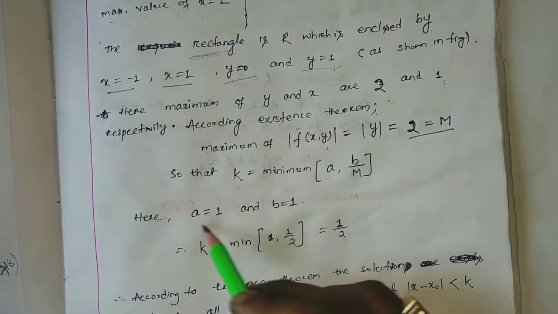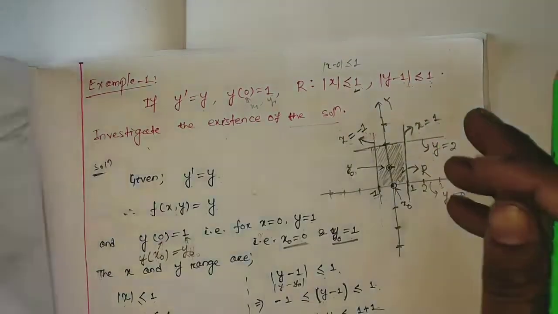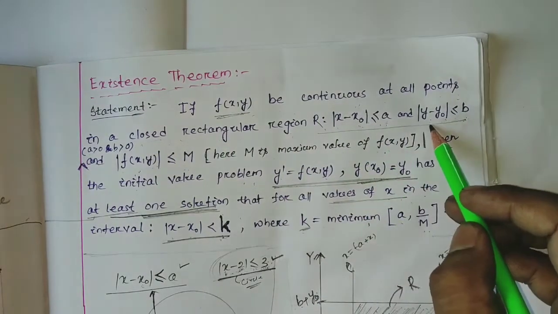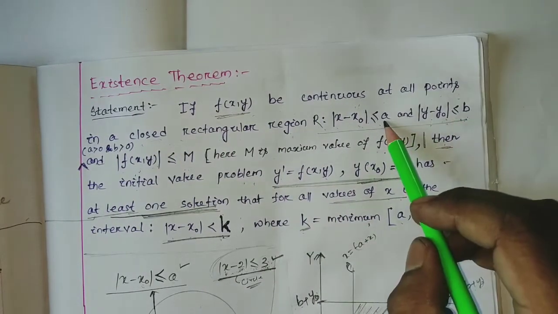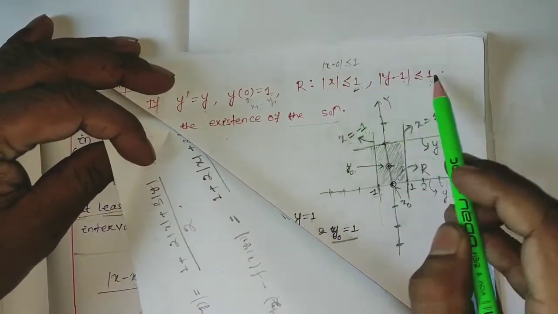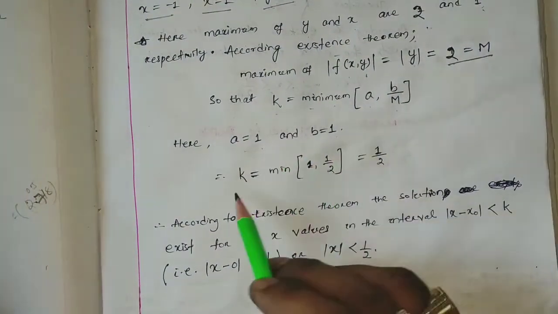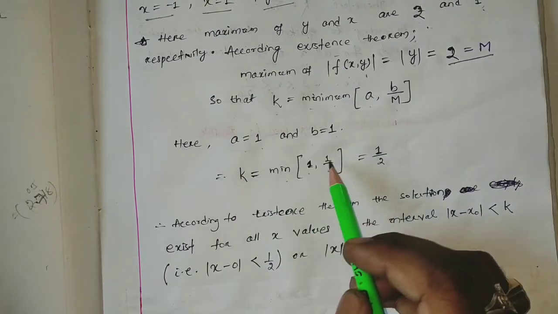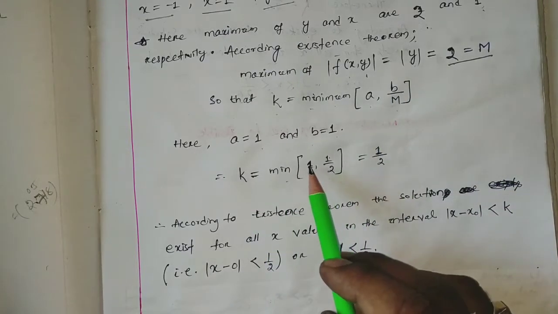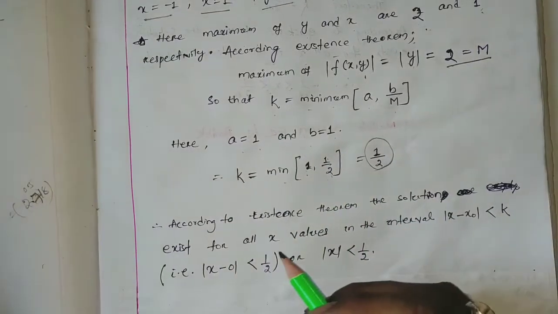Here a is 1, this one, and this is the b value. You can see in your theorem, |x - x0| less than or equal to a, |y - y0| less than or equal to b. So if I compare with this, this is your a and this is your b. So a equal to 1, b equal to 1, K will be the minimum of 1 and 1 by M. 1 by M means 1 by 2. If I compare 1 and 1 by 2, which one is the minimum? The minimum is 1 by 2. So we found K is 1 by 2.